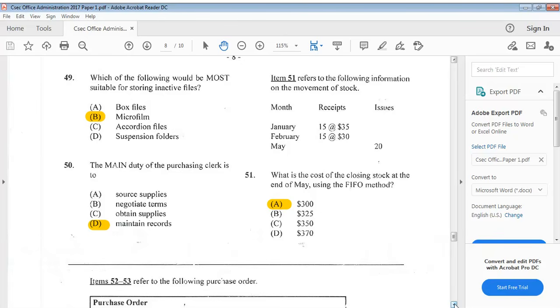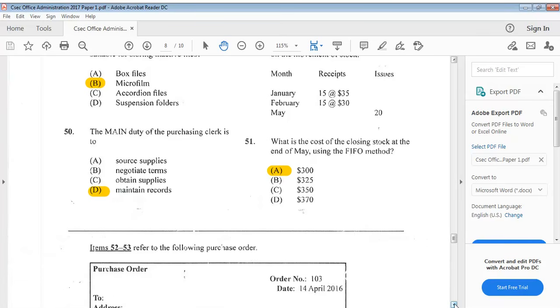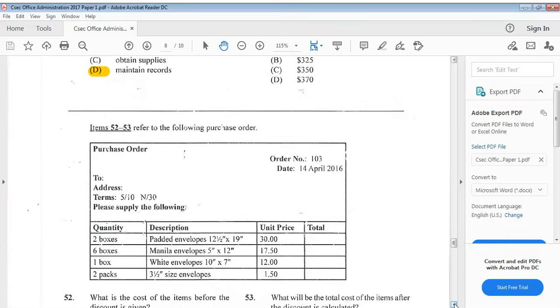So we know we would multiply our 20 stocks by 15. So that would give us $300. So that would be the cost using the FIFO method. Let's go on to 52 and 53.